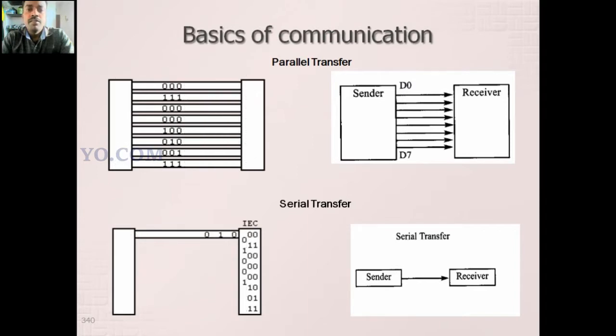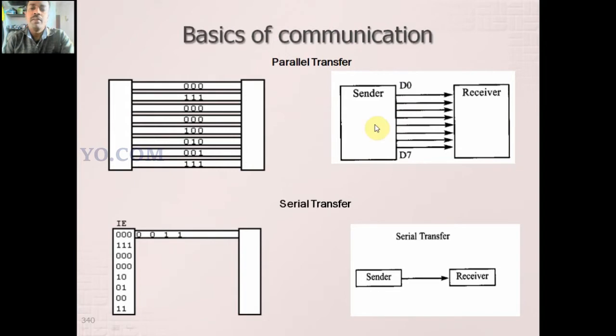Suppose the wire length increases, then that increases the cost of the wire, because every line needs a separate wire in parallel. If any one line is missed or disconnected, it will affect the entire communication. So there are many problems present in parallel communication.